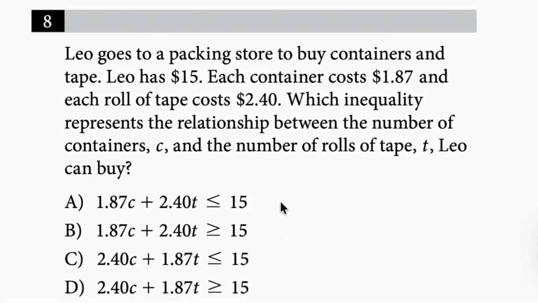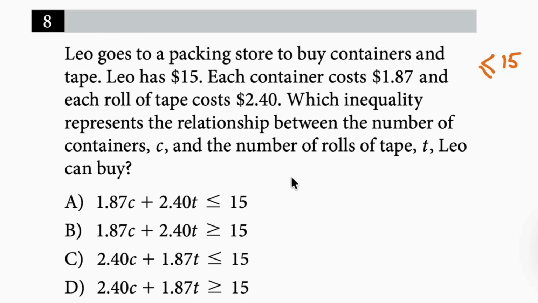Let's start question 8. Leo goes to a packing store to buy containers and tape. Okay, shopping time. He has $15. That means whatever Leo is going to purchase, the cost of the total items can be less than or equal to. He cannot spend more than $15 because he does not have that much money. He does not have more than $15. So the total cost has to be less than or equal to 15, right?